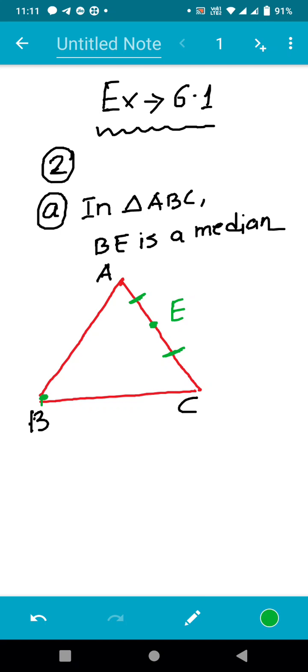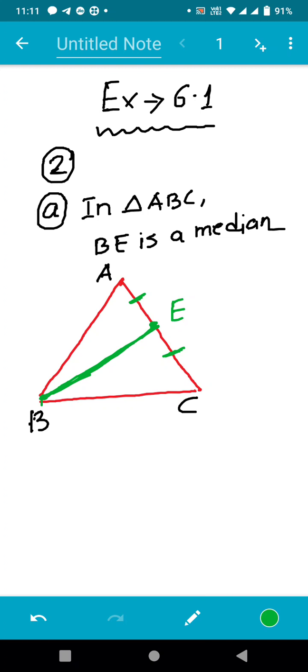So now we'll join this BE line. Sorry, just a minute. We'll join this BE. So this is your median, students. Okay. So this is the required drawing of sum number A. I hope all of you have understood. Again, I am repeating, we have to draw a triangle ABC. See, I have drawn a triangle with a red color. After that, you have to name all the vertices, that is A, B and C. After that, you have to mark a midpoint of AC, and that will be considered as E.